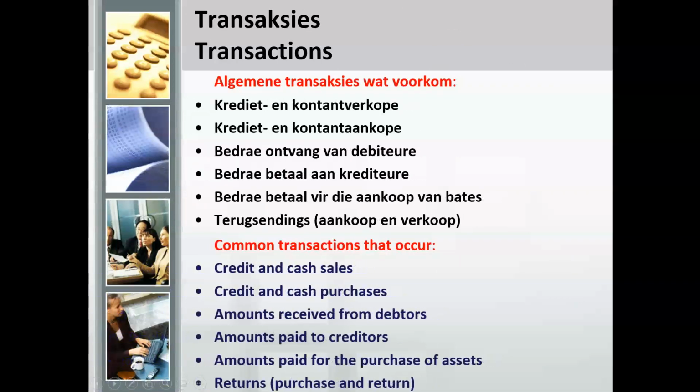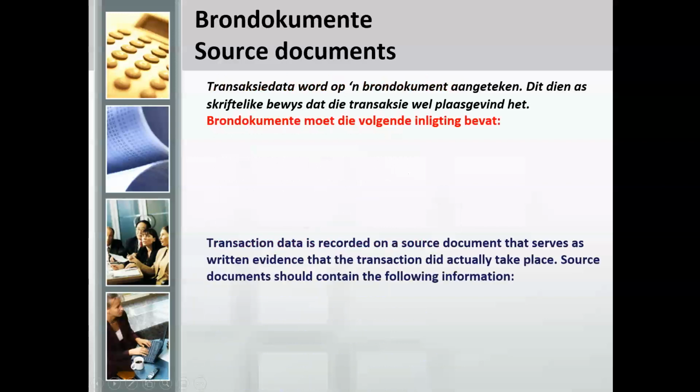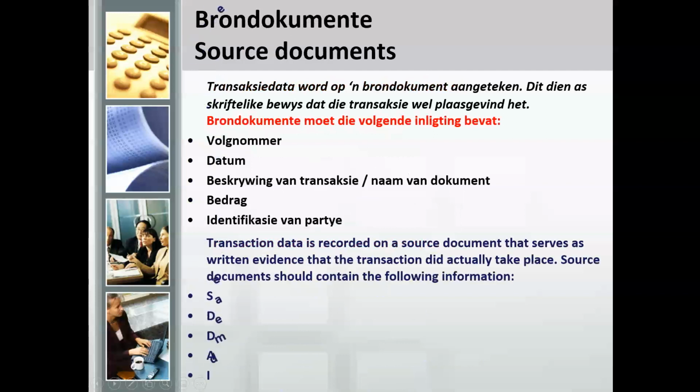The general types of transactions are credit and cash sales, credit and cash purchases, amounts received from debtors, amounts paid to creditors, amounts paid for purchases of assets, and then any purchases or sales returns. Now, we've done that already. I'm not going to go into this. We say source documents, though, must actually have certain minimum information included in them.